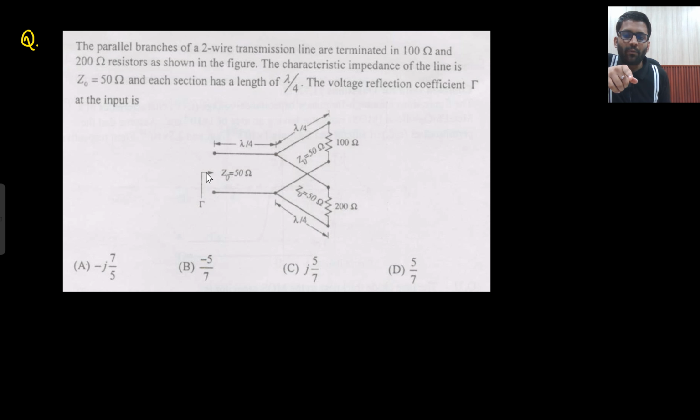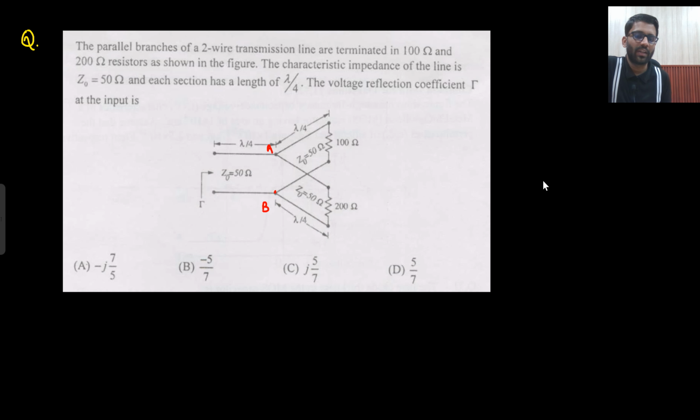You need to find the voltage reflection coefficient at the input of this transmission line. So first you need to replace these transmission lines by their equivalent input resistance. This is A, this is B. Between AB there is this transmission line connected, and between AB there is this other transmission line also connected. So both of the input impedances we need to write.